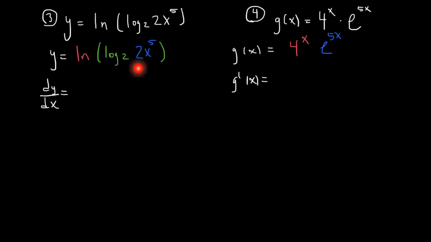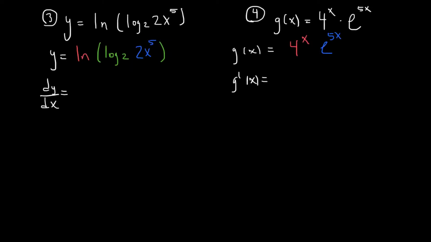So two more examples here, and I've tried the same thing. There's the outside function ln, nested, the log base 2, and 2x to the fifth. 2x to the fifth is the argument of log base 2, but then this whole thing is the argument for ln. And then here we have the product of 4 to the x times e to the 5x. So we'll try these.